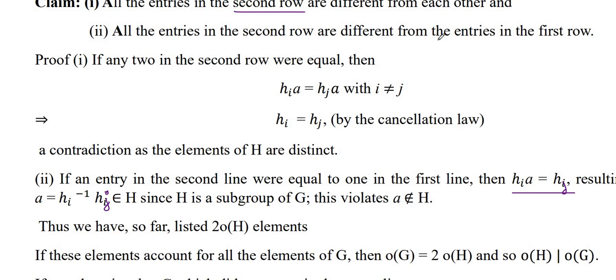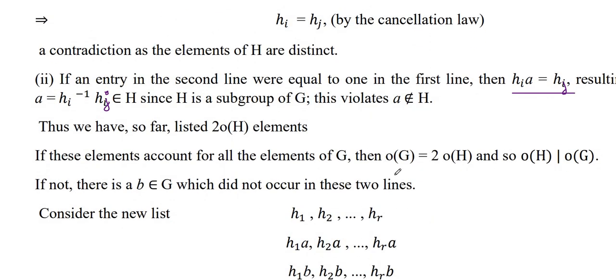So all the entries in the second row are different from the entries in the first row. So two sets of elements that we have produced, each having R elements. R denotes the order of H. So thus we have listed 2 times order of H elements. If these elements account for all the elements of G, then order of G will be equal to 2 times order of H. So from this, very obviously we have order of H dividing order of G.